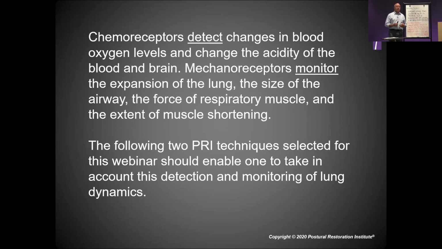The force of respiratory muscle now is going to be purposeful, and it won't be so high. Things are going to move in a little easier. You're going to do things with less effort, and the extent of muscular shortening changes. Take away carbon dioxide, all that goes south. Things constrict, diaphragms have to work harder, more accessory muscles, floors go away, extension, sympathetic fight and flight, and blood pressure goes up. The following 2 PRI techniques that I select this evening for this webinar should enable one to take into account this detection and monitoring of lung dynamics.